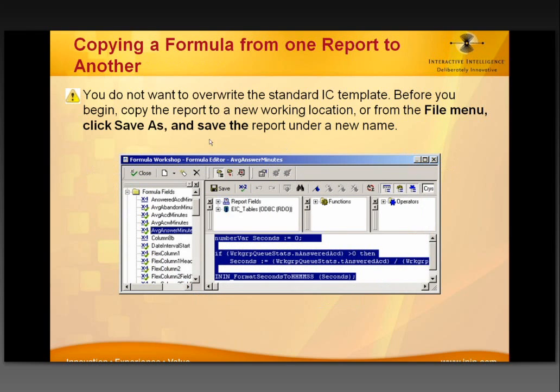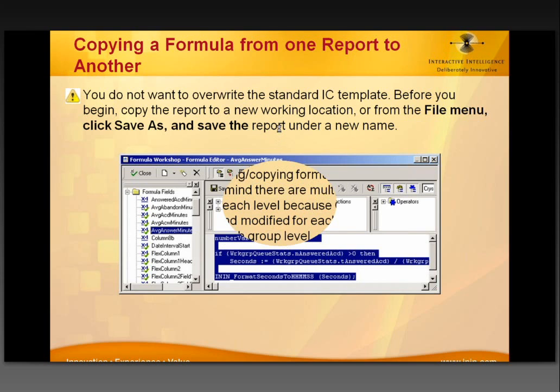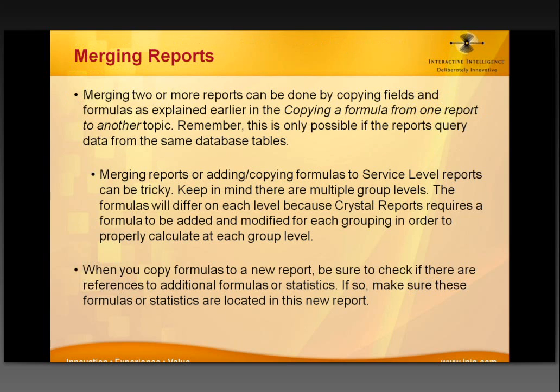Okay, so this idea again about what we were just talking about, copying a formula from one report to the other, I basically can just come into the Formula Workshop, find the formula or equation that I want, highlight it, copy it, and then recreate it or move it over into another report. Merging reports, again, basically happens when I'm copying a formula from one report to another, and again, only possible when they're looking at the same database tables.